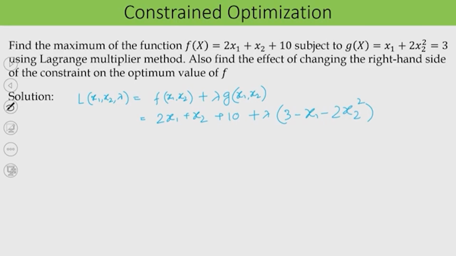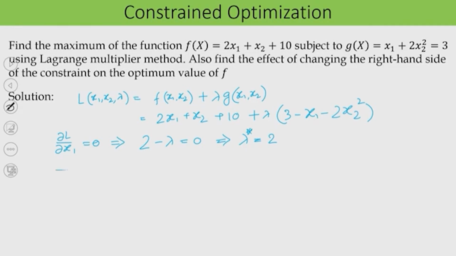So, apply the necessary condition. The necessary condition is that del L by del x1 equal to 0. So, what I will get is 2 minus lambda equal to 0, and from here I can find lambda equal to 2, or I can say lambda star equal to 2.